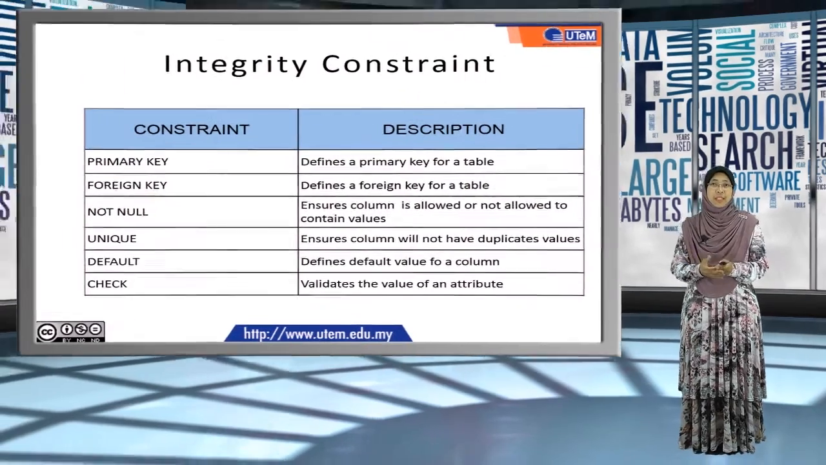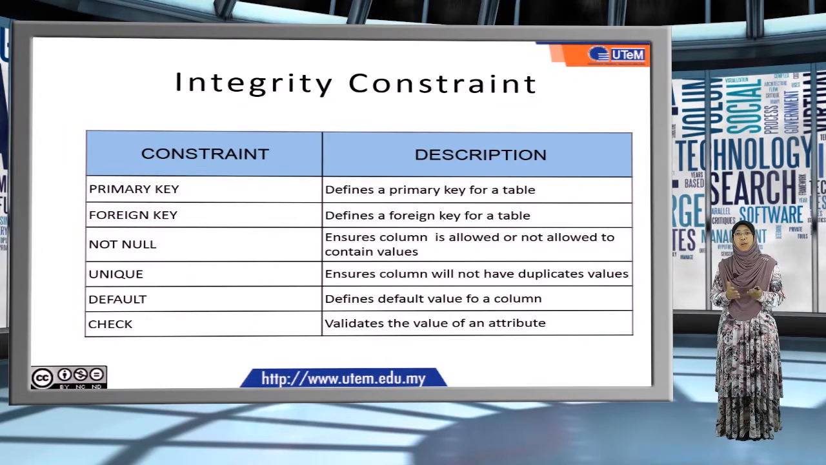In the previous lesson in part 2, we have learned how to create a table using SQL without constraints. So what is a constraint? A constraint is used in SQL commands to prevent invalid data entry into database tables. In this lesson, we will focus on 6 constraints and they are, number 1, primary key, foreign key, not null, unique, default, and lastly, check constraint.